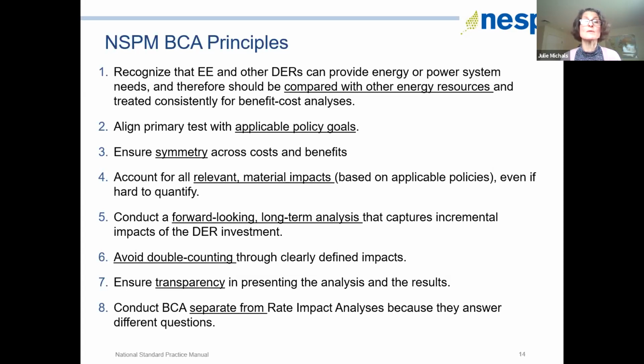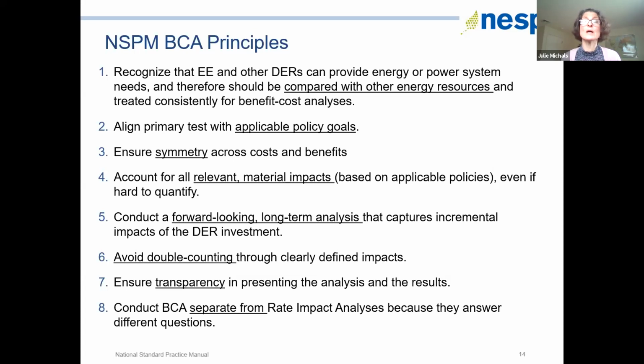The fourth principle is just ensuring that if an impact is relevant, whether it's a utility system impact or a non-utility system impact, it should be accounted for even if it's hard to quantify. And we run into this challenge often and increasingly with different DERs, especially as we start considering how to account for certain utility impacts as well as host customer impacts. And then I'll just skip over long-term forward-looking analysis. That's just making sure we're not accounting for sunk costs and avoiding double counting in certain areas. We provide guidance and examples there.